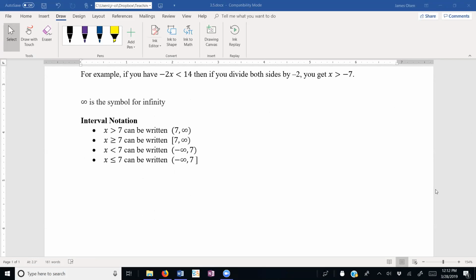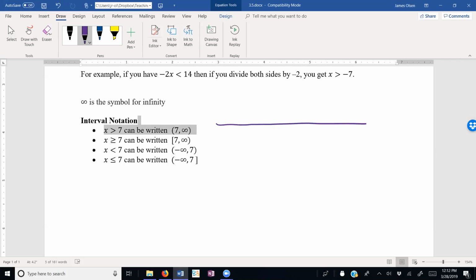So the first example is x is greater than 7. What does this mean? On a number line here, let me see if I can get my pen here. There we go. We make a number line. Please put arrowheads at both ends because it goes to positive infinity and negative infinity. Please put 0 on all number lines. And we like to have the positive numbers going to the right and the negative numbers going to the left. If you want to do it the other way around, you can, but potential for confusion.